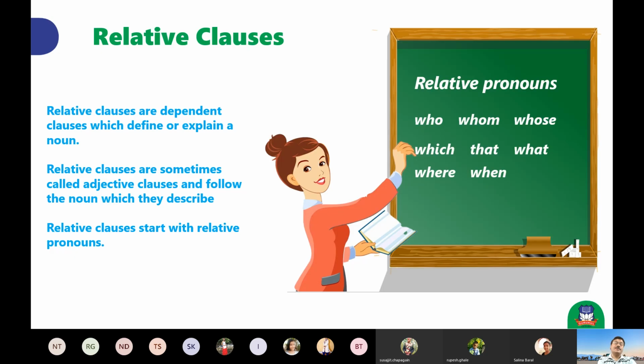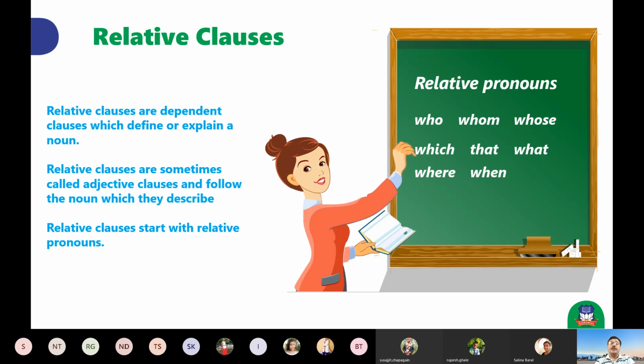So relative clauses. Today's grammatical item is relative clauses. So there on the side you see the relative pronouns. Some of them are given there, like who, whom, whose, which, that, what, where, when. These can be used as relative pronouns. Among these, except that, other words are question words also. These words are used to make questions also, is it?